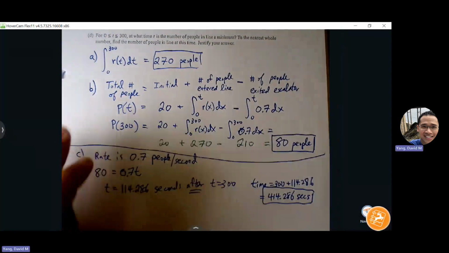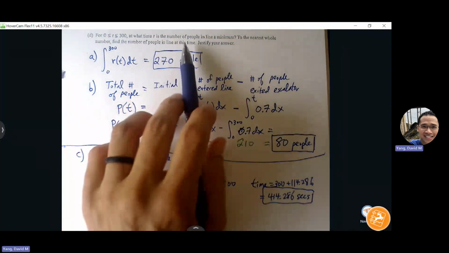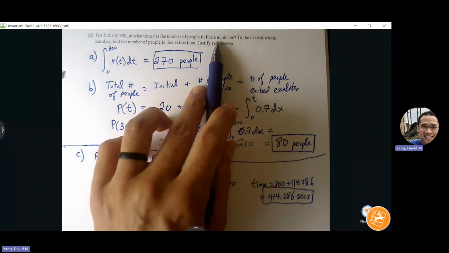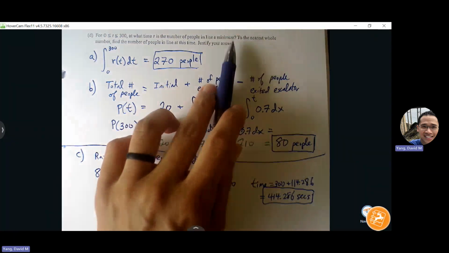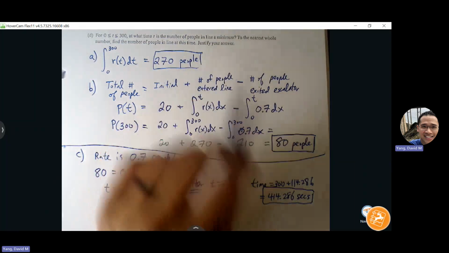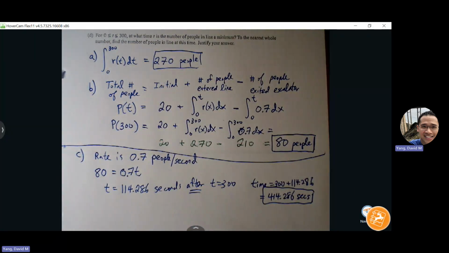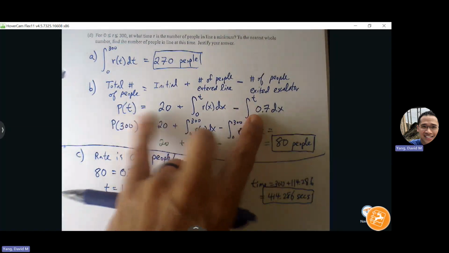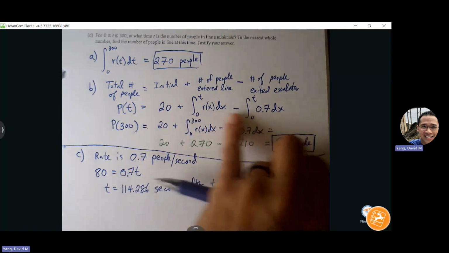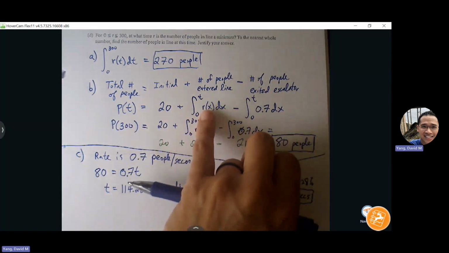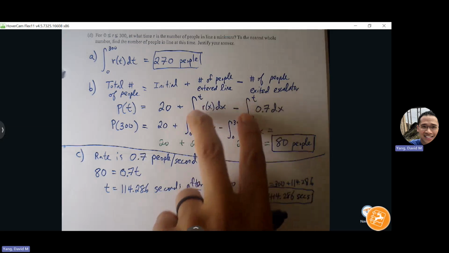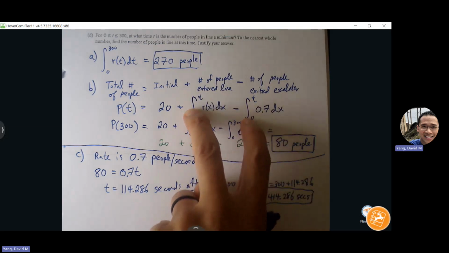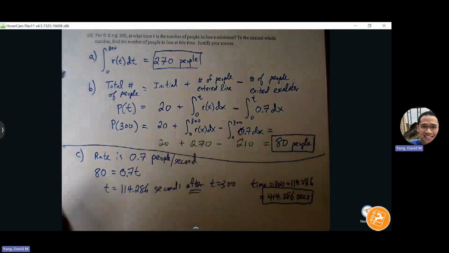Part D, between 0 and 300, at what time t is the number of people at a minimum? So extreme value theorem here. To the nearest whole number, find the number of people in line at this time, justify your answer. So we know that we've got to test endpoints and critical points. To find critical points, we have to find P prime, set P prime equal to 0. So P of t is this equation. So P prime is just going to be R of t minus 0.7, because we know that the derivative is going to wipe these integrals out. The 20 will wipe out to be 0.